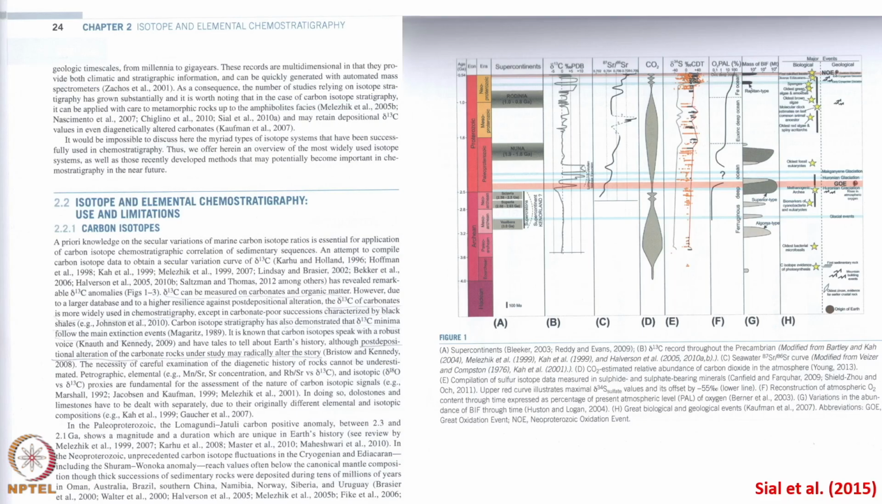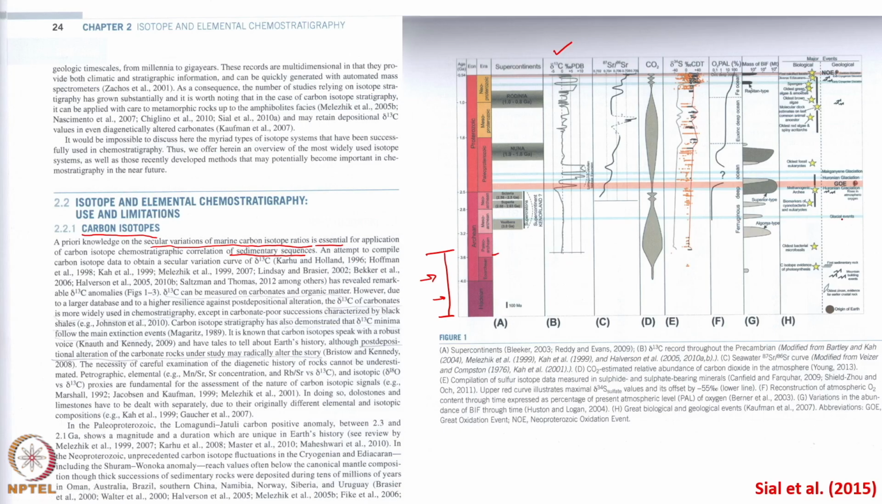Let us look at the different isotopes and their uses in stratigraphy. To know how the carbon isotopes can be used on the sedimentary sequences, we need prior knowledge of the secular variation of marine carbon isotopes. This is essential. Let us look at how the del 13C has varied. In the geological past, we do not have a record of del 13C for the Hadean and for the Paleoarchean time. From Paleoarchean onward, we have the del 13C record.